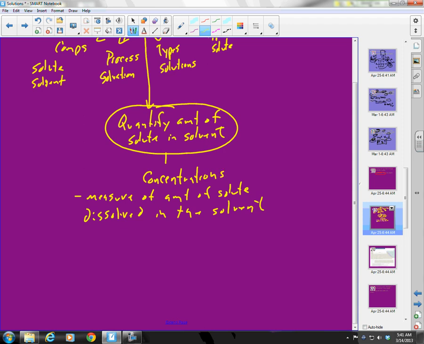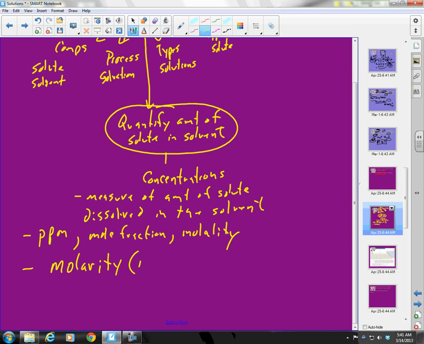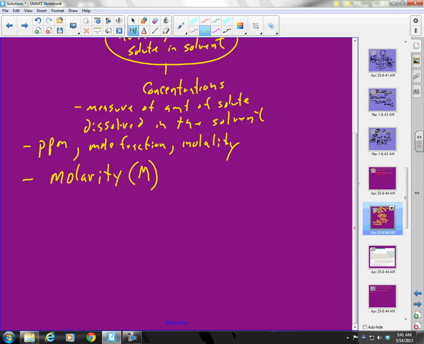Now, there are a number of measures of concentration. We could use parts per million. We can use mole fraction. We can use molarity. And we really don't care about any of those. Those you'll learn about in AP Chem, maybe. The big one that we want to learn about is molarity. And the symbol is a big M. And so let us write our expression for molarity.